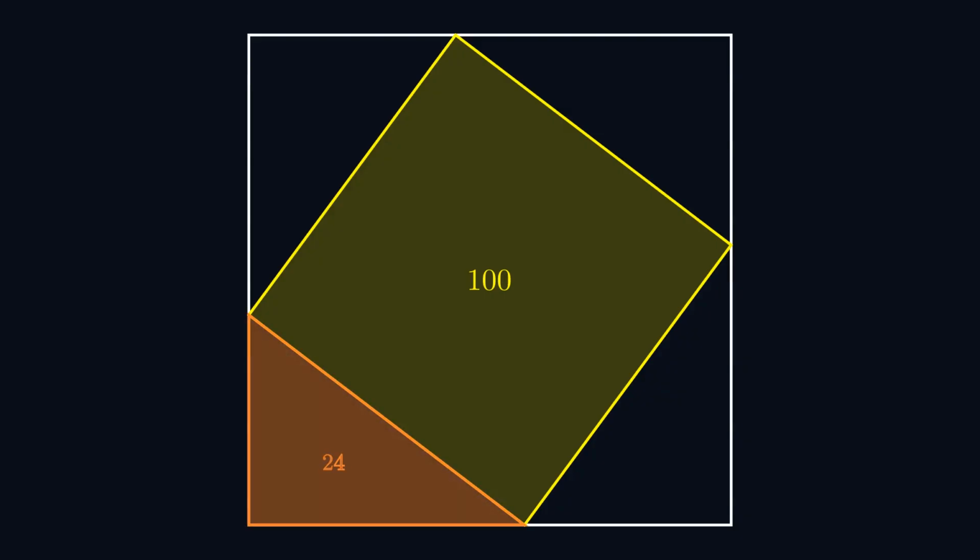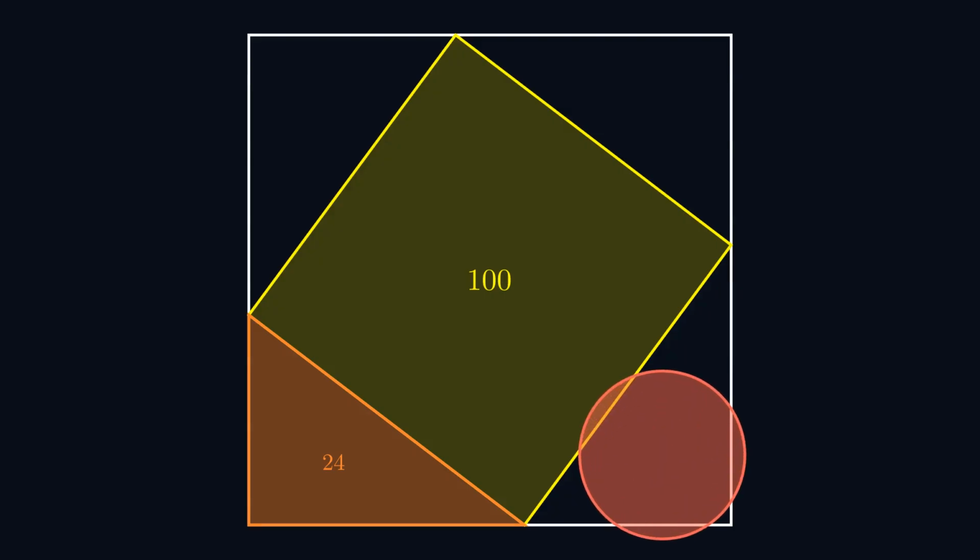Let's solve this geometry puzzle. We start with a square frame and a tilted yellow square inside. This creates a corner triangle with an area of 24. And finally, a red circle is hidden in the opposite corner. We need to find its total area.